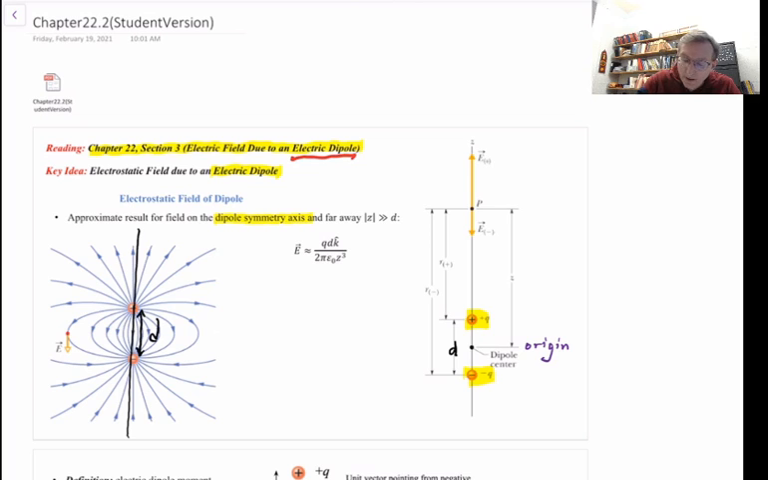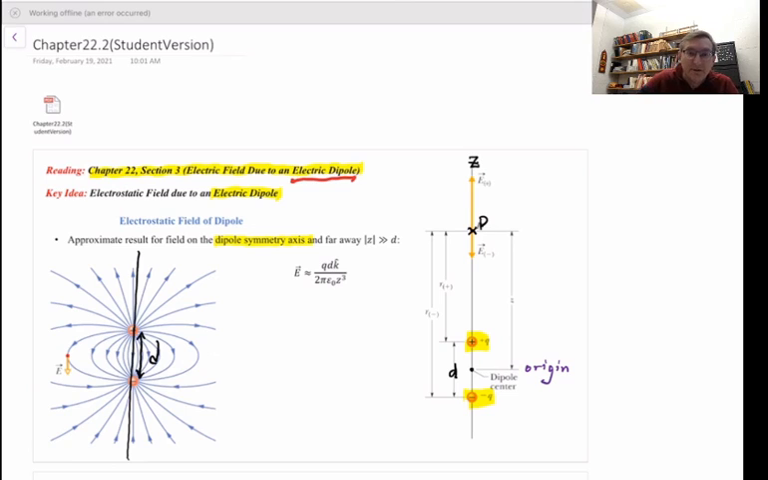Okay, now we've picked a point P. I'm going to mark it with an X. There's no actual charge up there at point P. It's just a point on this symmetry axis. We're going to call the symmetry axis the z-axis. And we want to find the net electric field there.